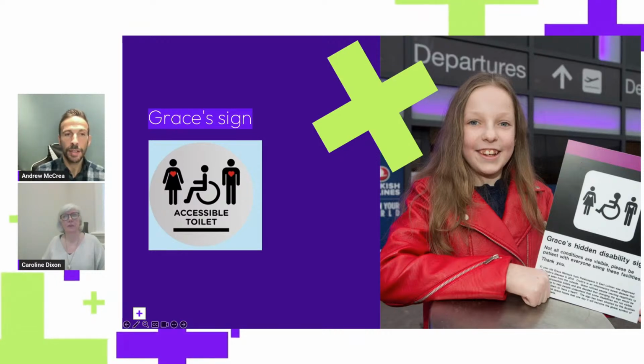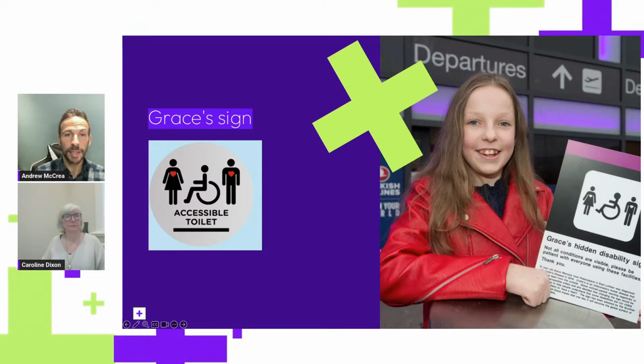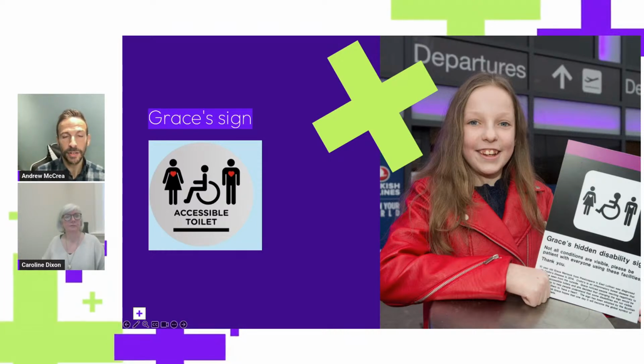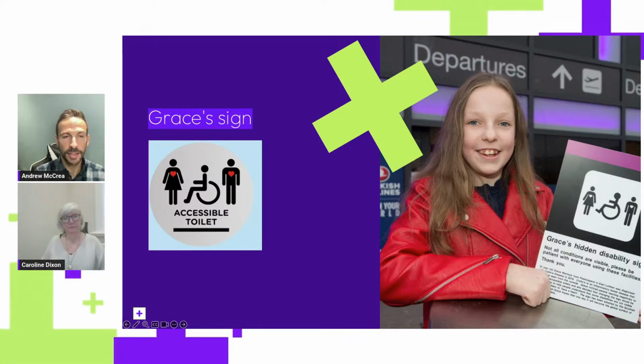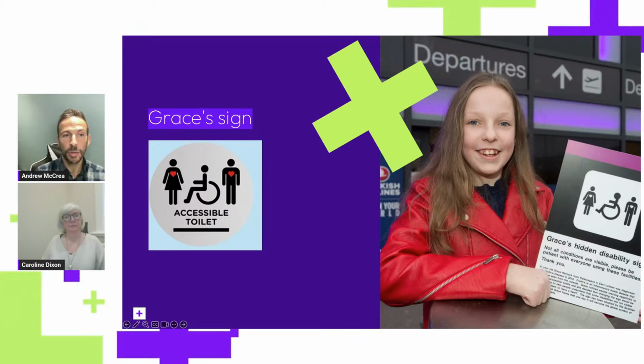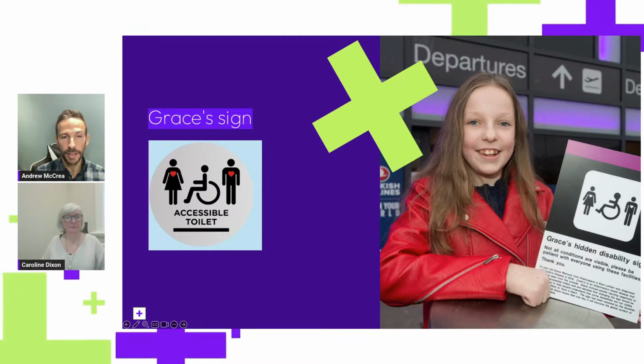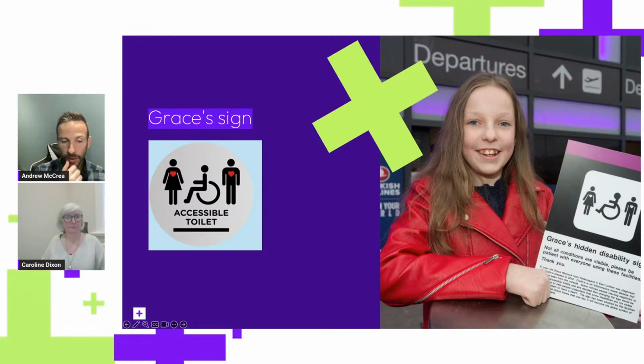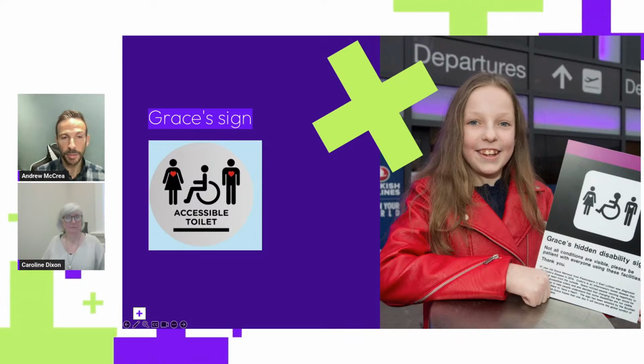So she campaigned with the support of others to think about how we can put things in action so that people don't have a perception of me and people like me, that just because we look normal, that's not the case. There are issues that we have that need us to use accessible toilets. So this whole hidden disability signage that you can see on the slide all came about through Grace, who is a Scottish girl, and her campaign has then gone more widespread than it was in her local village.